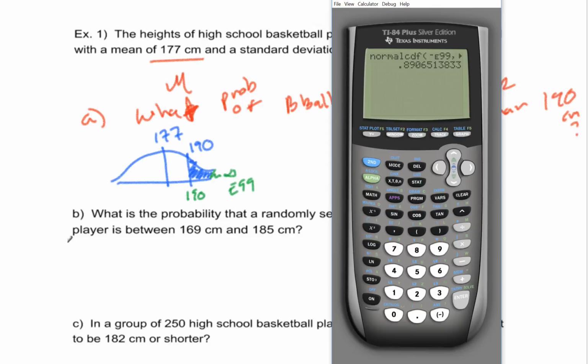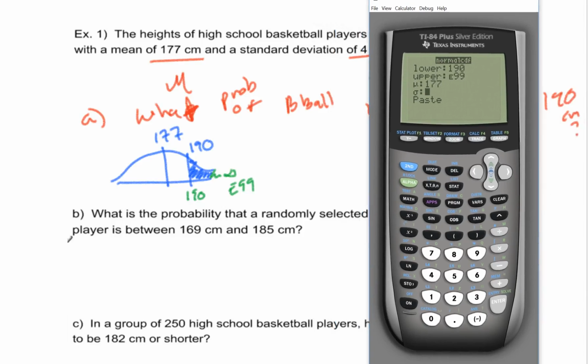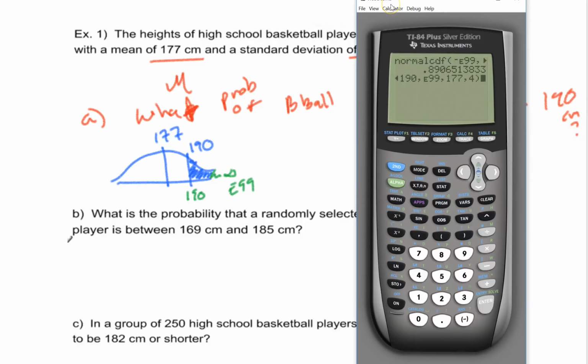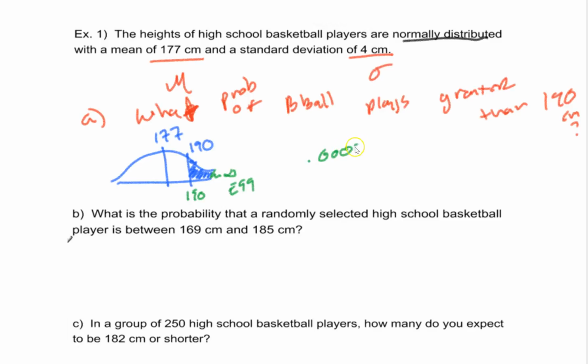Everything else I have. So your calculator is going to go second distribution, normal CDF. My lower bound is 190. My upper bound is E99, so second E99. It's positive, so I don't worry about the negative. My mean I've got to change. It's 177. And my standard deviation, as I covered, is 4. Hit enter. And that's a really small number. That's scientific notation, and it's basically 0.000571, in this case 3 sig figs.